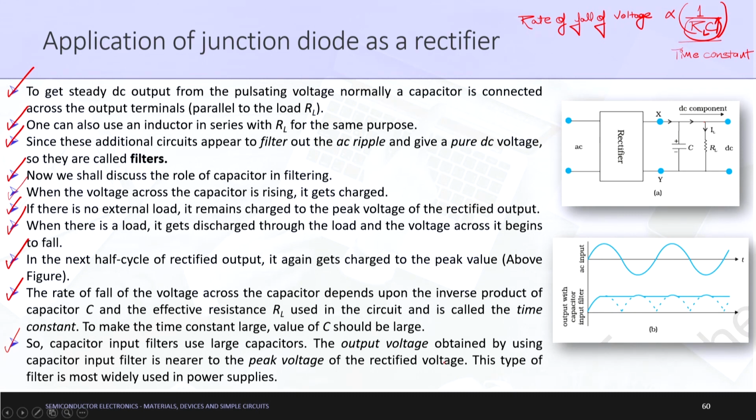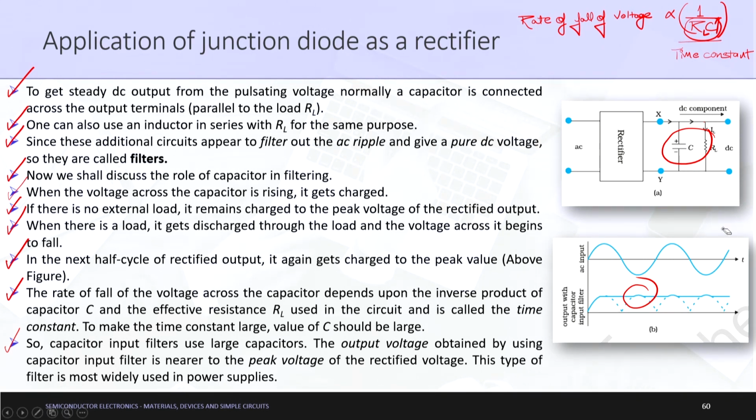The output voltage obtained by using the capacitor input filter is very near to the peak voltage of the rectified voltage. As you can see clearly, this peak is at a location a little bit higher than the output voltage. If I magnify this, you can see that there is a heap being created, and then there is a straight line. That is the only thing explained here, that this peak is a little bit higher than the output voltage.